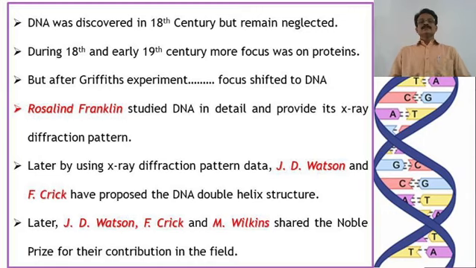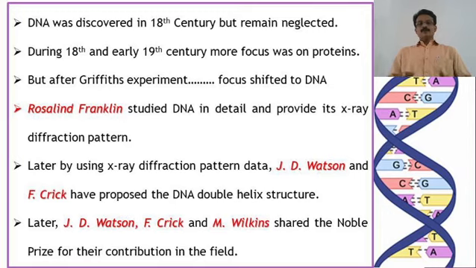In between this period, around the 1930s to 40s, some studies on molecular biology, particularly related to DNA, came up. Rosalind Franklin, a British chemist working in the lab of Maurice Wilkins, provided the X-ray diffraction pattern of DNA. Later on, that X-ray diffraction pattern of DNA was used by J.D. Watson and F.H.C. Crick to propose the double helix structure of DNA.